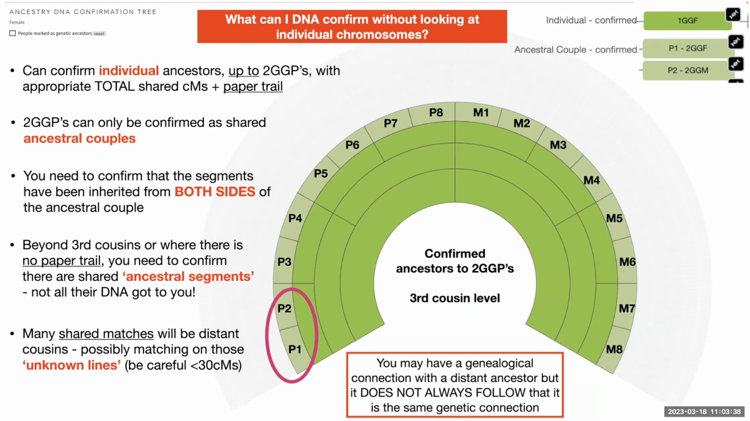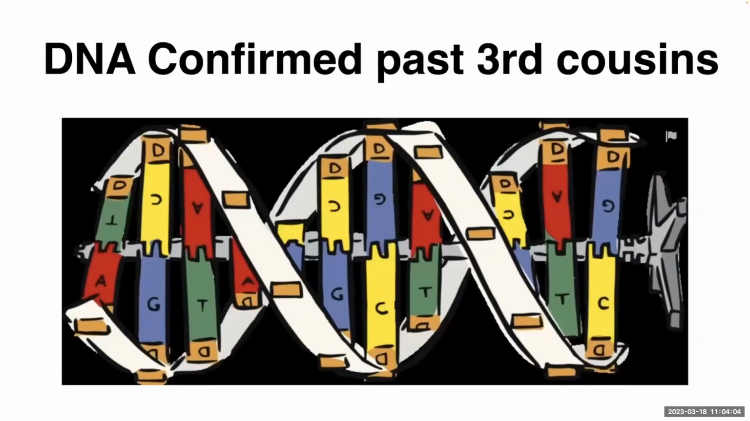I recently discovered a triangulated group that went back, I can't think now what it was, but it was about an 8th cousin or something, but I'm pretty confident that it's confirmed. But it was a 20 centimorgan segment, which, you know, sometimes you just can't find them, but they can be hanging on from a long way back. So you just need to be mindful of that.